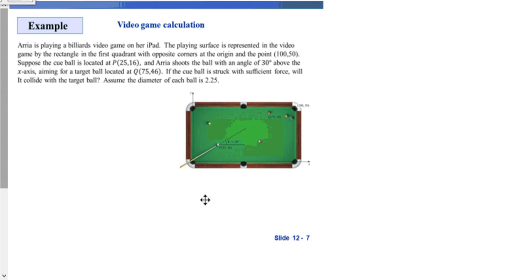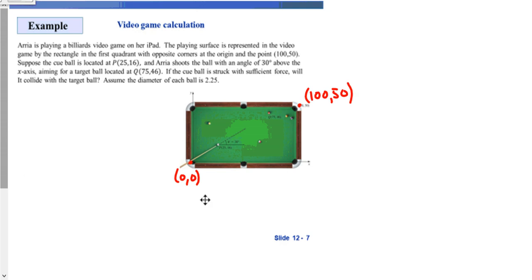Let's look at an application of finding the distance between a point and a line. Aria's playing a pool game, a video game on her iPad. The playing surface is represented in the game by a rectangle that has opposite corners. This corner is placed at the point (0, 0), and this corner is placed at the point (150, ...). So this is just a rectangle that's placed in the first quadrant.